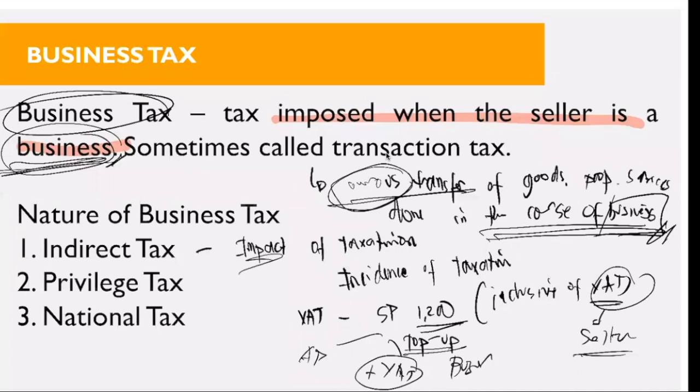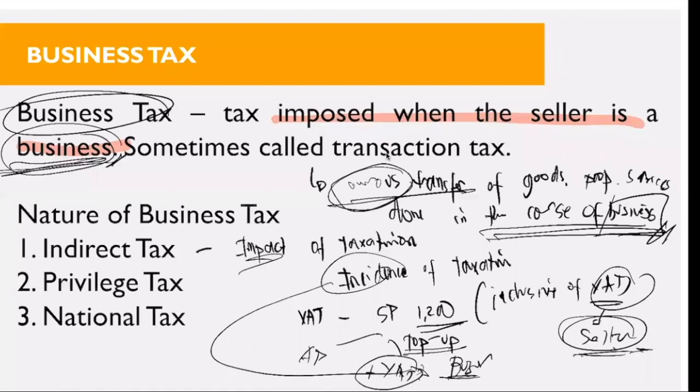So although the impact is on the seller, the incidence is on the buyer, because the one who is actually paying the VAT is the buyer, not the seller, because it is now in the form of an indirect tax. Indirect tax. So actually, who pays it? The buyer. But who should be taxed? It is the seller. So business tax is an indirect tax because the impact and incidence do not fall on one person, entity, or individual.